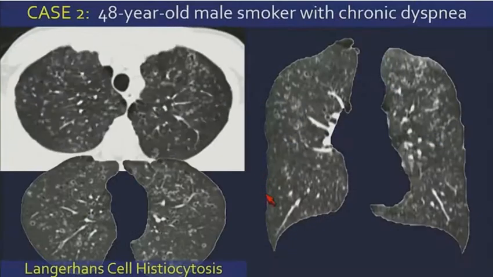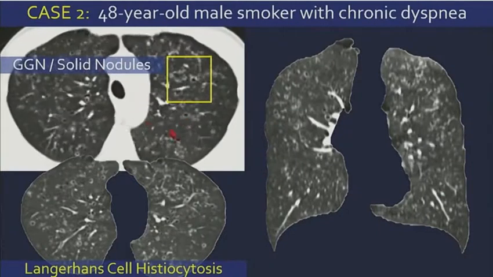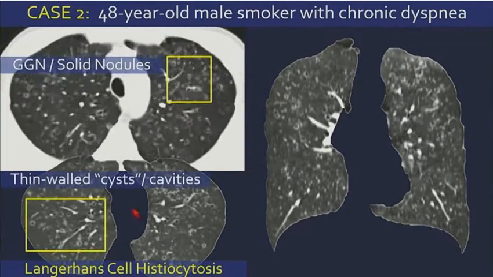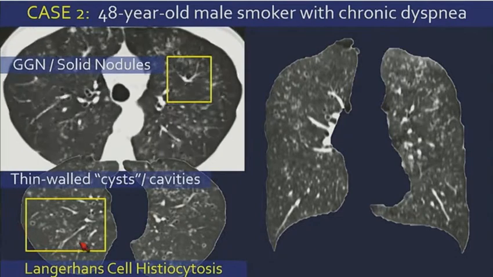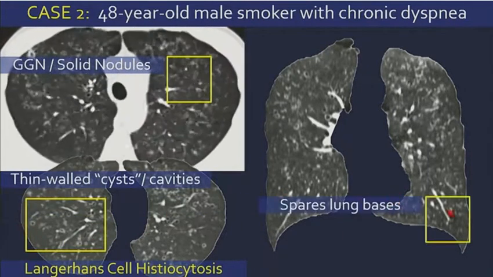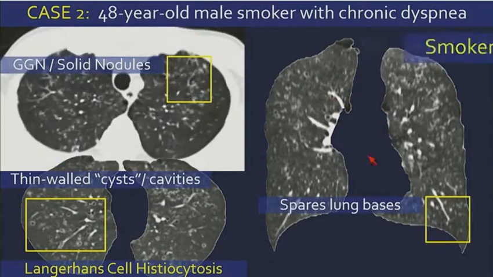this case. So in this case, you can see numerous ground glass and solid nodules throughout the lungs here. There are multiple thin-walled cysts. Some of these have varying shapes and sizes. And importantly, it spares the lung bases. It's an upper lobe predominant disease.